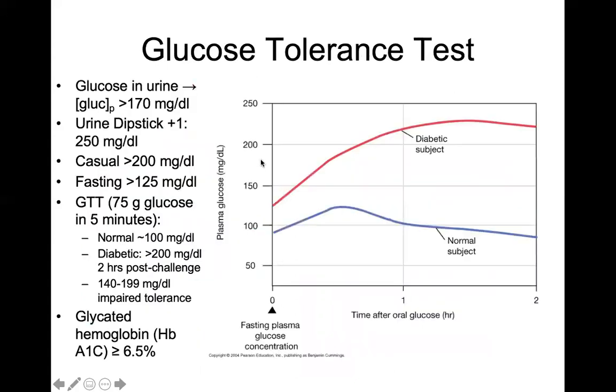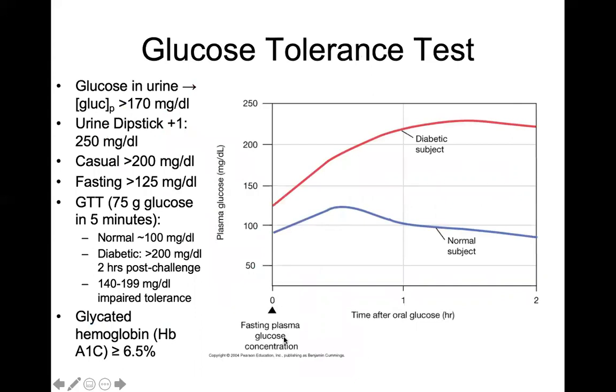Glucose tolerance test is something that we should know in general. Once again, these are numbers, and you know Dr. B likes his numbers, so don't be surprised if this is one of the digital dialogue questions on Wednesday. But what you're saying here is if you give a patient at time 0, oh, I guess this is the fasting test.